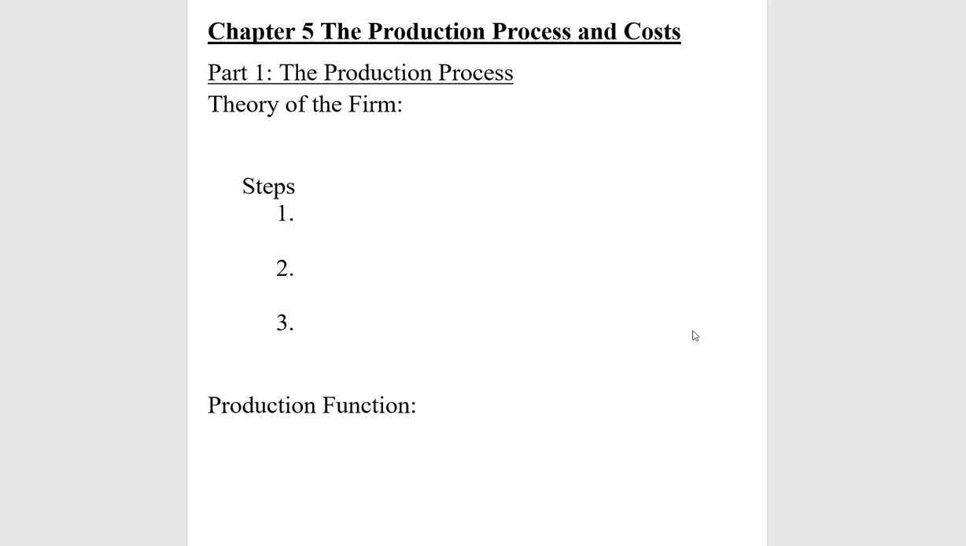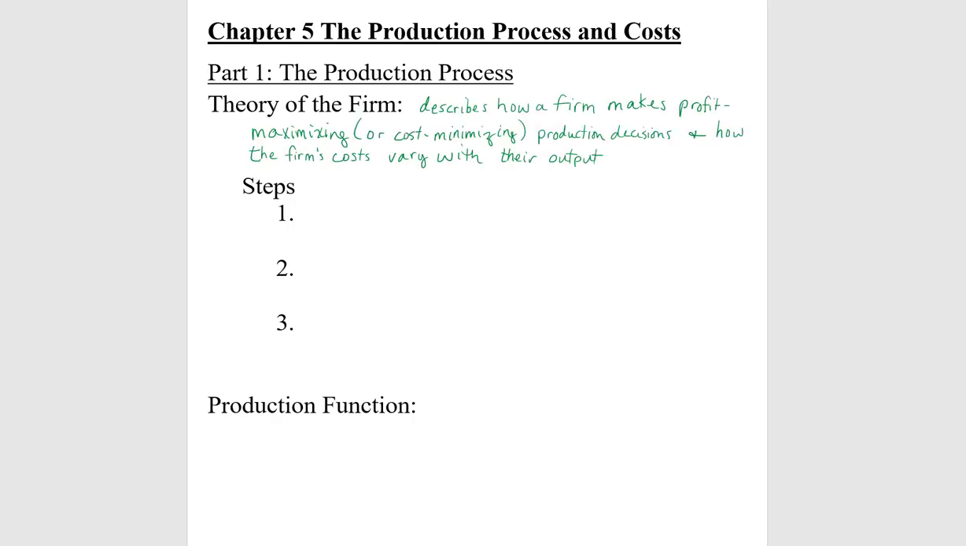We're going to start with the theory of the firm. The theory of the firm describes how a firm makes profit maximizing or cost minimizing production decisions and how the firm's costs will vary with their output. So we'll discuss, given an output goal, what combinations of capital and labor will the firm hire in order to maximize profit or minimize cost, and how that firm's costs will vary if they choose more labor and less capital, or vice versa. There are 3 steps in this process of the theory of the firm.